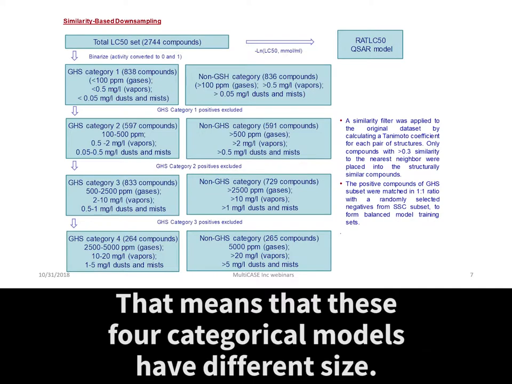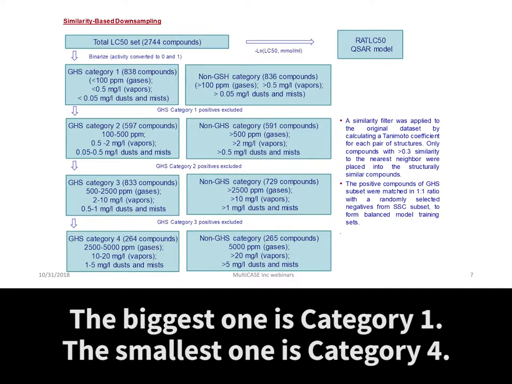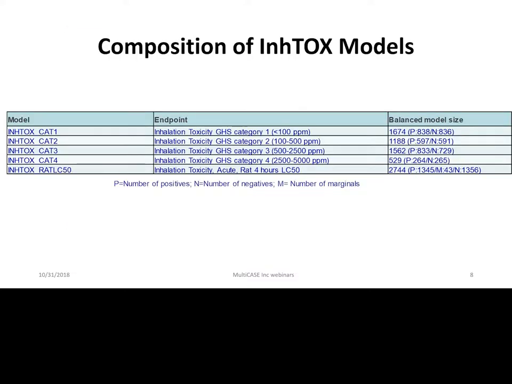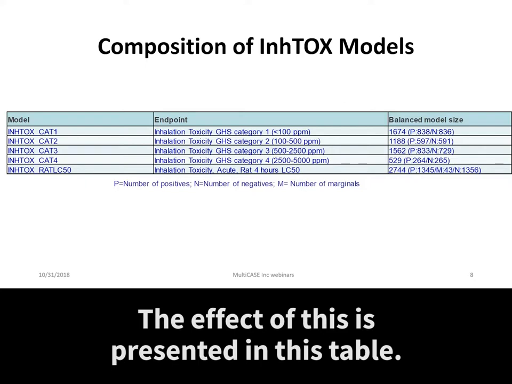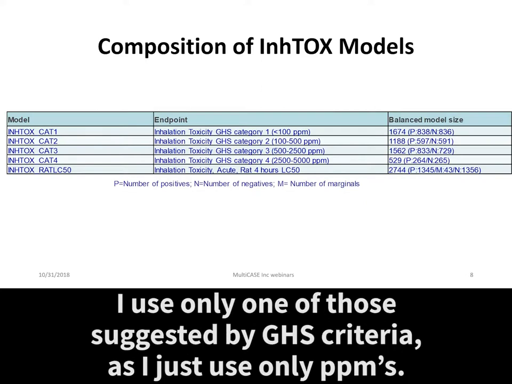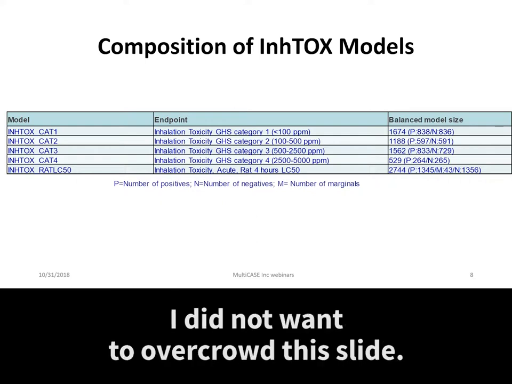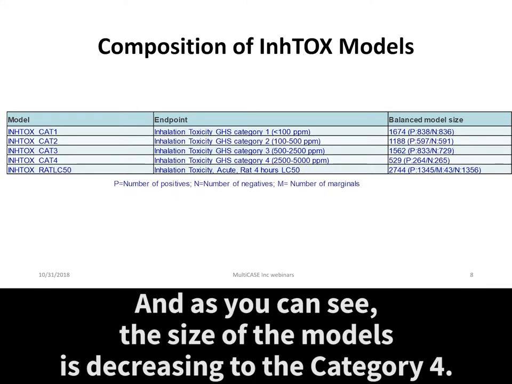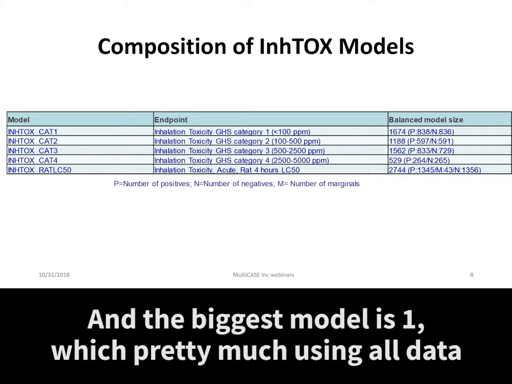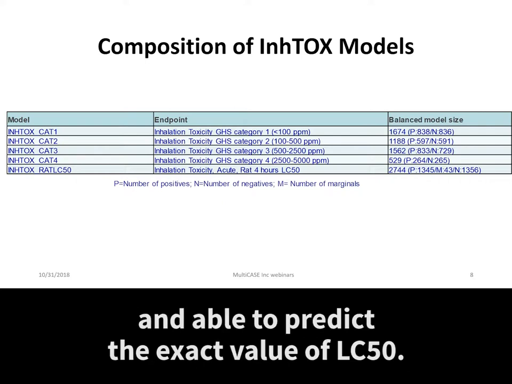That means that these four categorical models have different sizes. The biggest one is category one, the smallest one is category four, but they do have a one-to-one ratio of positives and negatives. The effect of this is presented in this table. And just to identify these categories one, two, three, and four, I use only one of the criteria suggested by GHS. I just use only PPMs. I did not want to overcrowd this slide. And as you can see, the size of the models is decreasing toward category four. And the biggest model is the one which pretty much uses all the data and is able to predict the exact value of LC50.